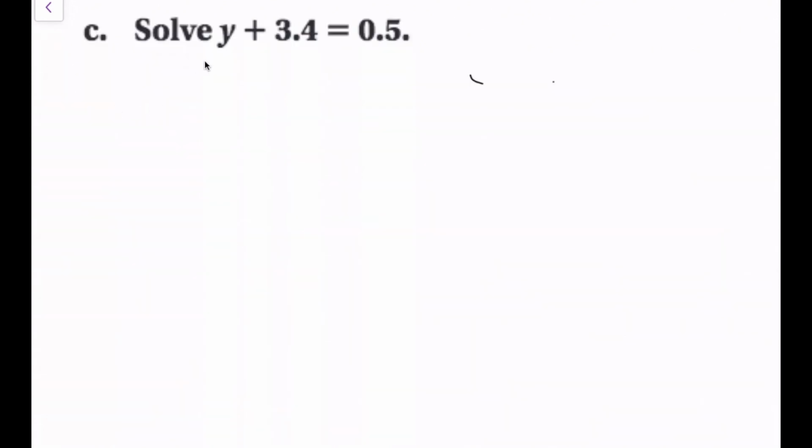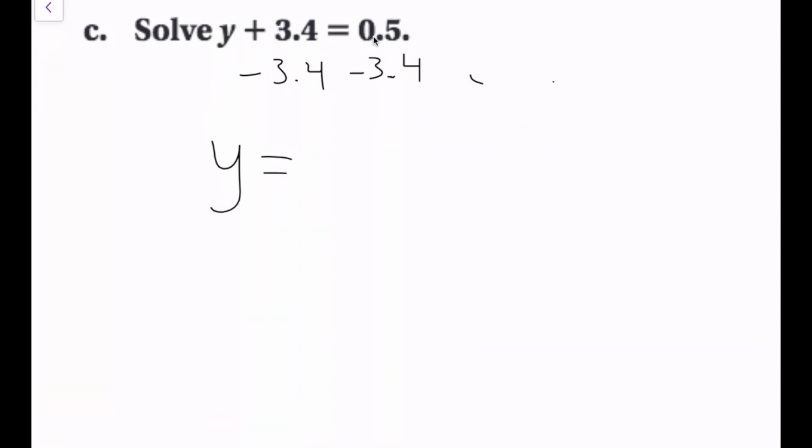For the last example, we're going to solve y plus 3.4 equals 0.5. So here, I look at my variable, which is y, and I see what's happening to it. We're adding 3.4. So in order to cancel out this plus 3.4, I need to subtract 3.4 or add a negative 3.4. And whatever I do to one side, I have to do to the other side. So I'm going to subtract 3.4 on both sides. On the left side, 3.4 minus 3.4 is going to cancel. So I get y here.